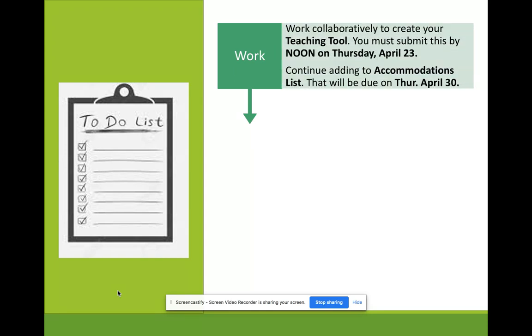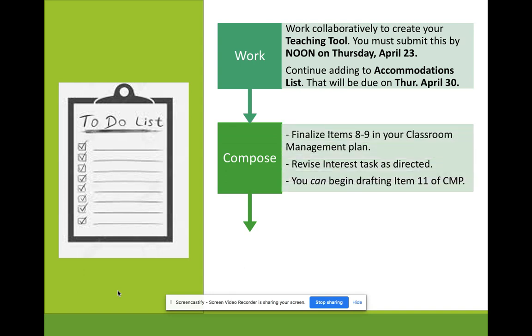In terms of your work collaboratively to create your teaching tool, submit this by noon on Thursday, April 23rd. That's next week's class, before next week's class. Continue adding to the accommodations list, which is going to be due on Thursday, April 30th. And then in terms of your classroom management, you can finalize items 8 through 9 in your classroom management plan, revise your interest task as directed. You should have feedback on that by the time we do our Zoom chat. And then you can begin drafting item 11 of your classroom management plan, but you don't have to.